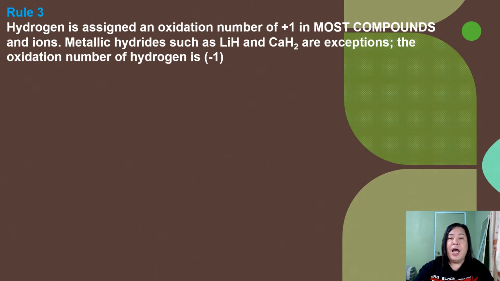Rule number 3. Hydrogen is assigned an oxidation number of positive 1 in most compounds kasi it belongs to group 1A. So it's positive 1. But in metallic hydrides such as lithium hydride and calcium hydride, these are the exemption to the rule of positive 1 oxidation number being assigned to hydrogen. So in this case, the oxidation number of hydrogen is negative 1 only for these two compounds. Otherwise, the oxidation number of hydrogen is positive 1.